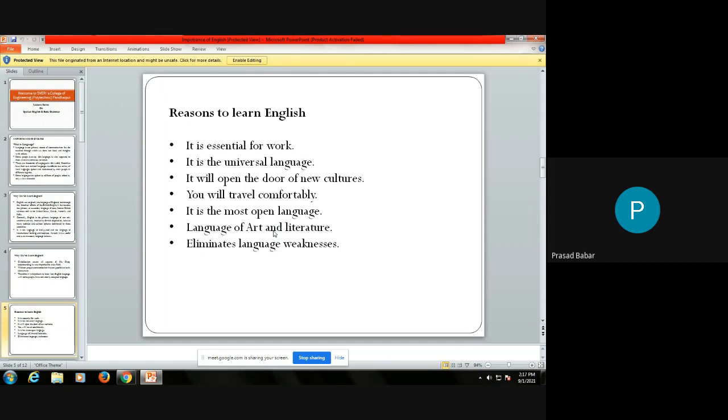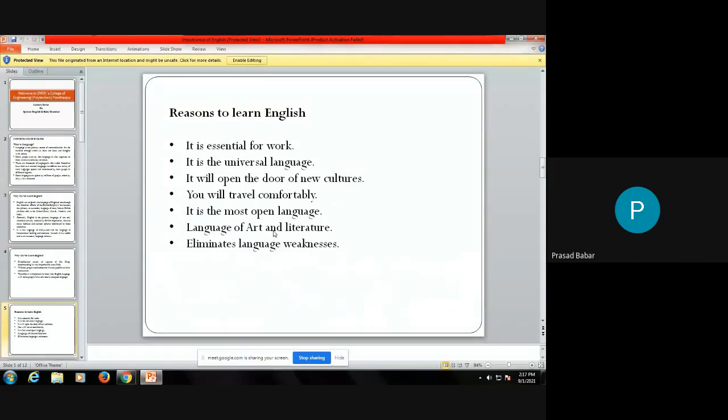Okay, the next reason is it will open the doors of new cultures. So when we learn the English language, the language itself will open the doors of new cultures. Then how does it open the door? It will open the door because of understanding the English language.